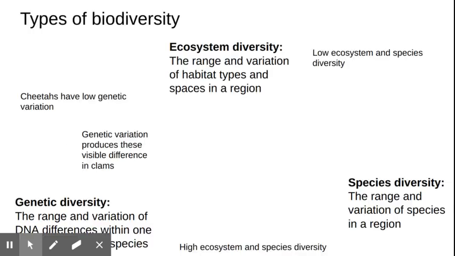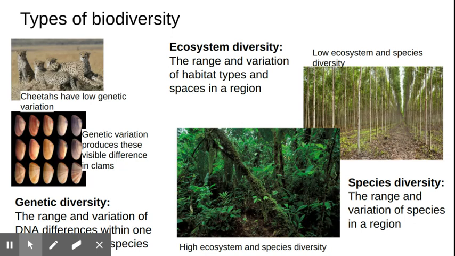All right, as you've gotten that written down, let's go ahead and look at our three different types of biodiversity. And these are all mentioned in that definition. But our three main types are going to be ecosystem diversity, genetic diversity, and species diversity. Ecosystem diversity is the range and variation of habitat type and spaces in a region. So if we look at these two pictures, here's a tropical rainforest looking thing, and then a tree plantation over to the right.